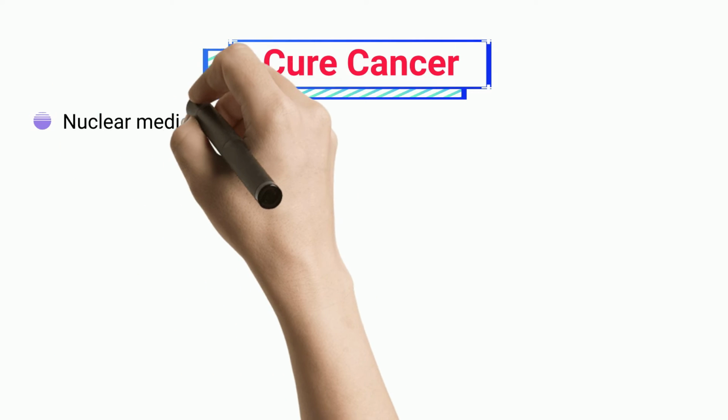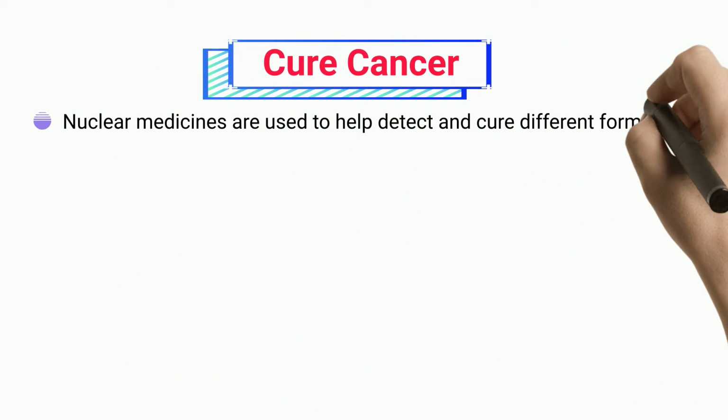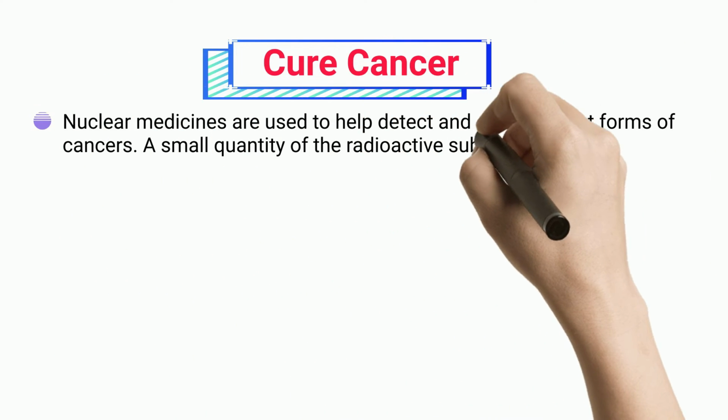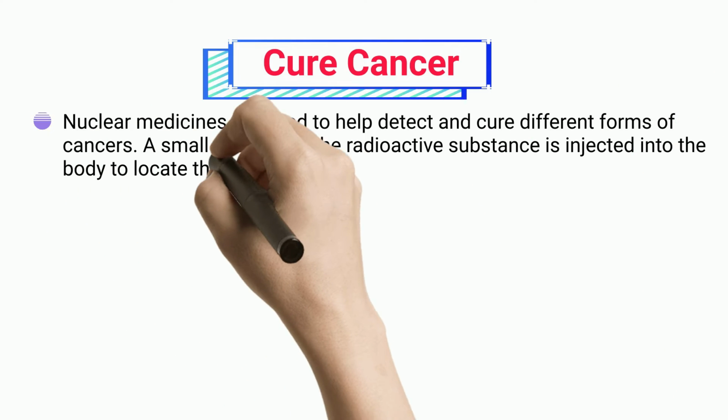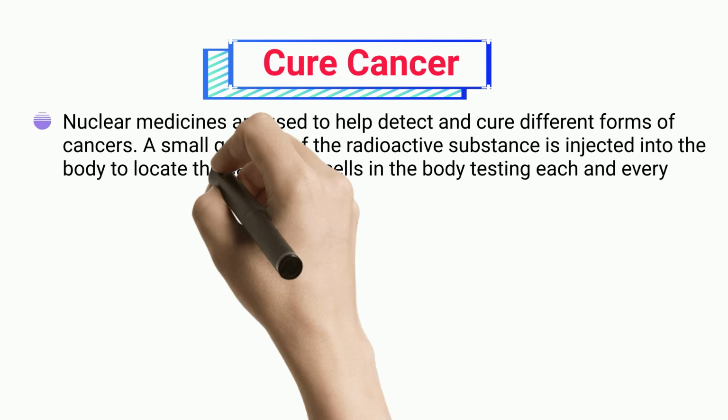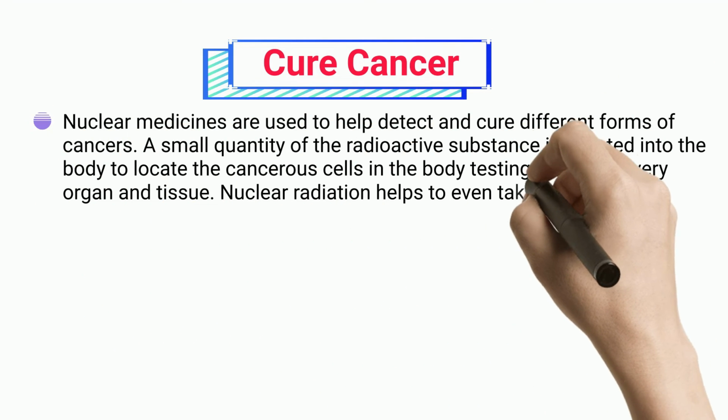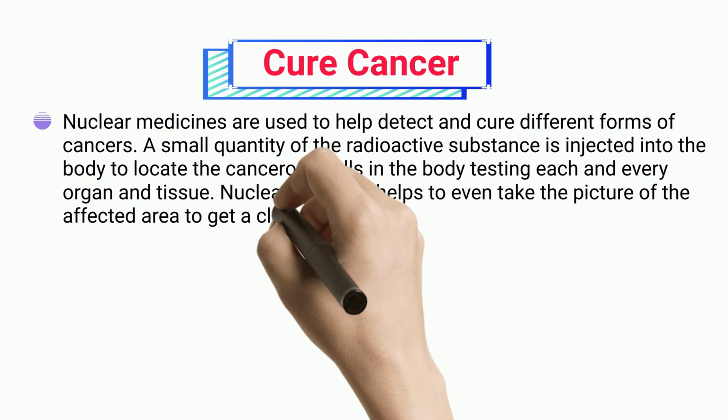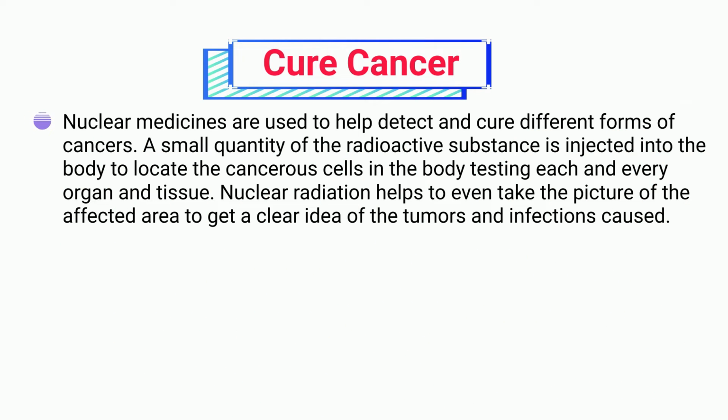Nuclear medicine. Nuclear medicines are used to help detect and cure different forms of cancers. A small quantity of the radioactive substance is injected into the body to locate the cancerous cells in the body, testing each and every organ and tissue. Nuclear radiation helps to even take the picture of the affected area to get a clear idea of the tumors and infections caused.